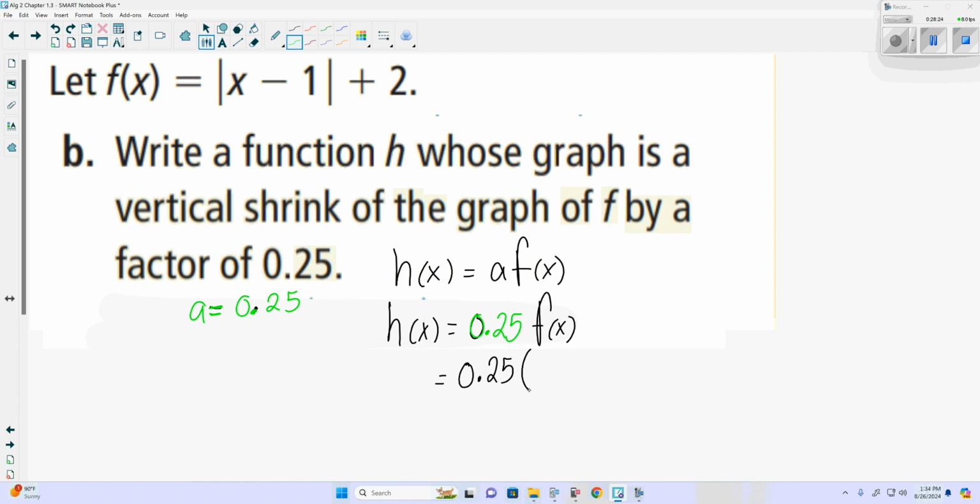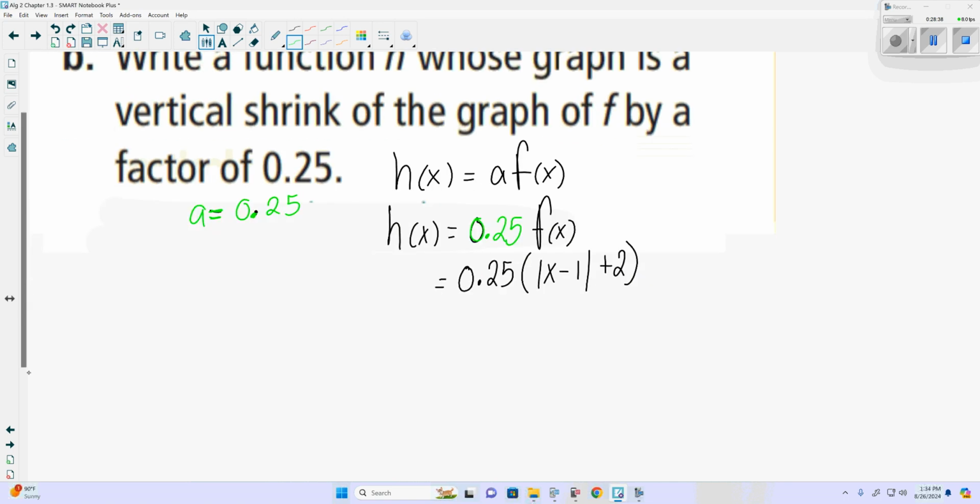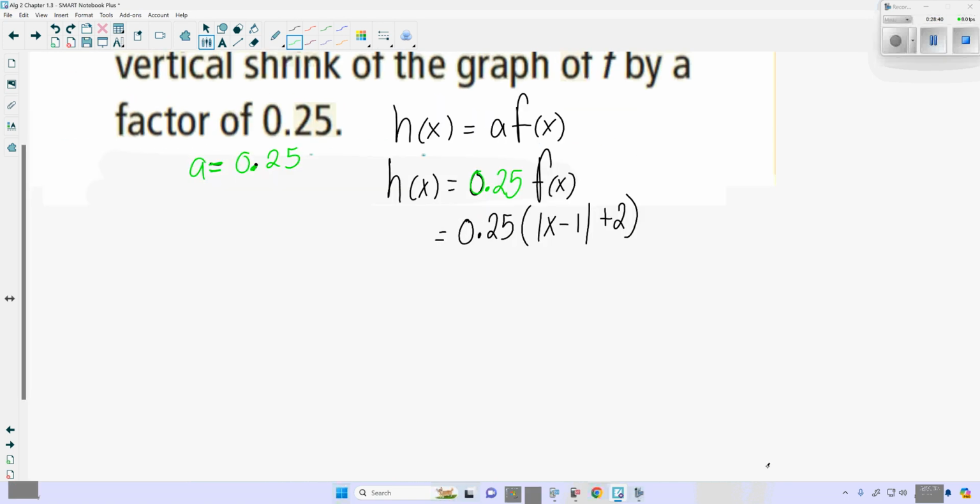Again, just like the previous ones, the next thing we can do is replace f of x with its function, which would be the absolute value of x minus 1 plus 2. This is still h of x.